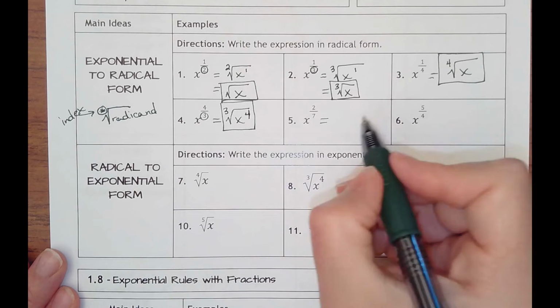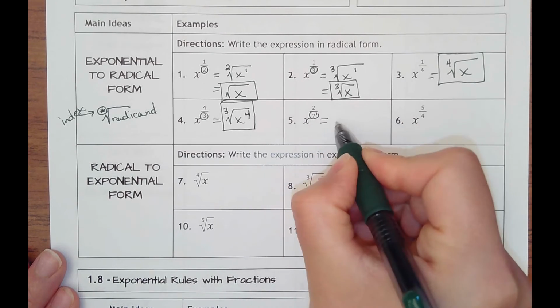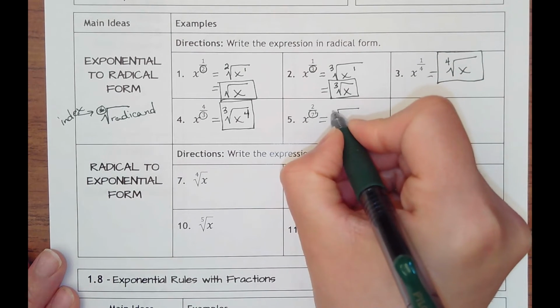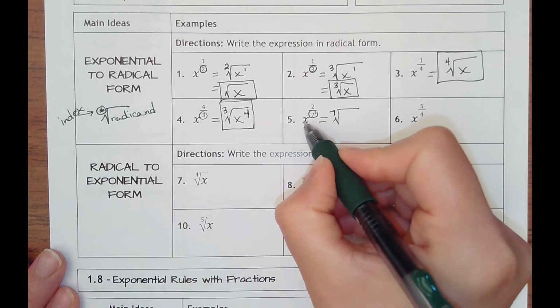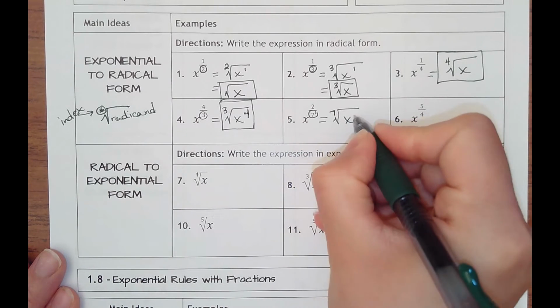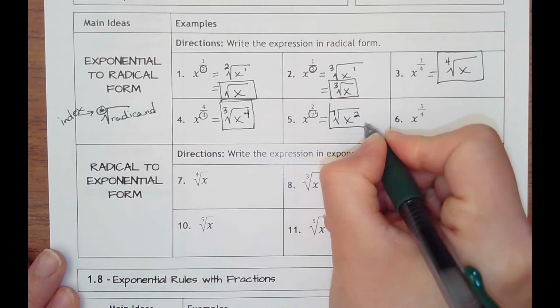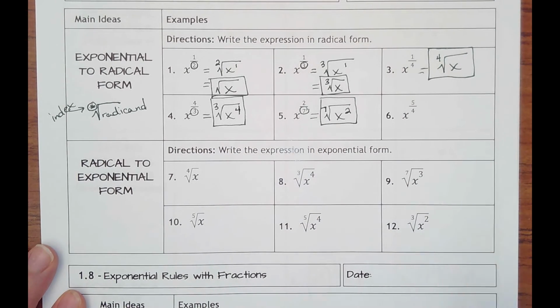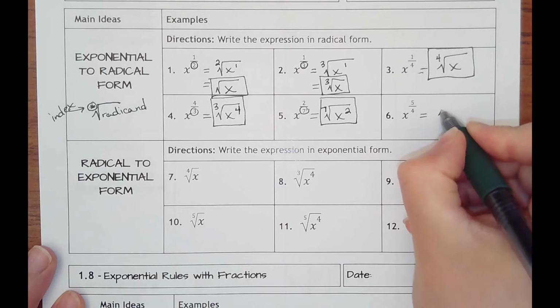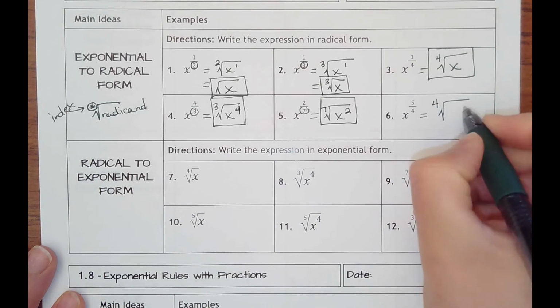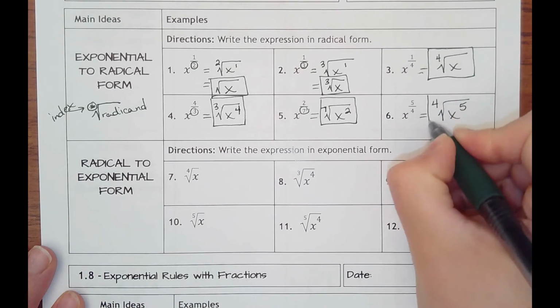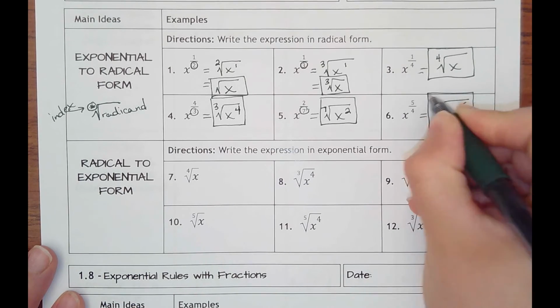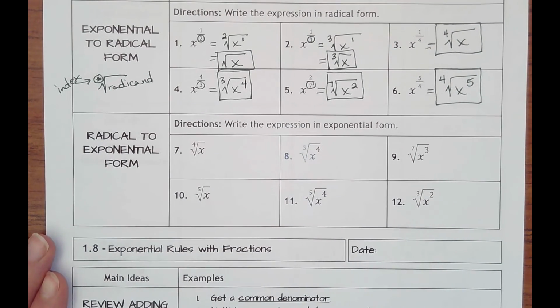All right, number 5, it's going to be a 7th root of x squared. Okay, you try number 6. Should be a 4th root of x to the 5th. And like I said, this will become an instinct to you the more and more we do it.